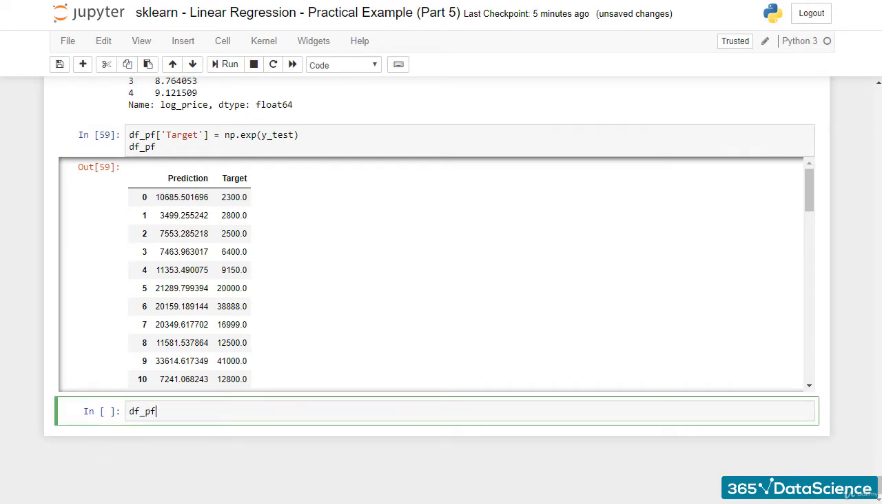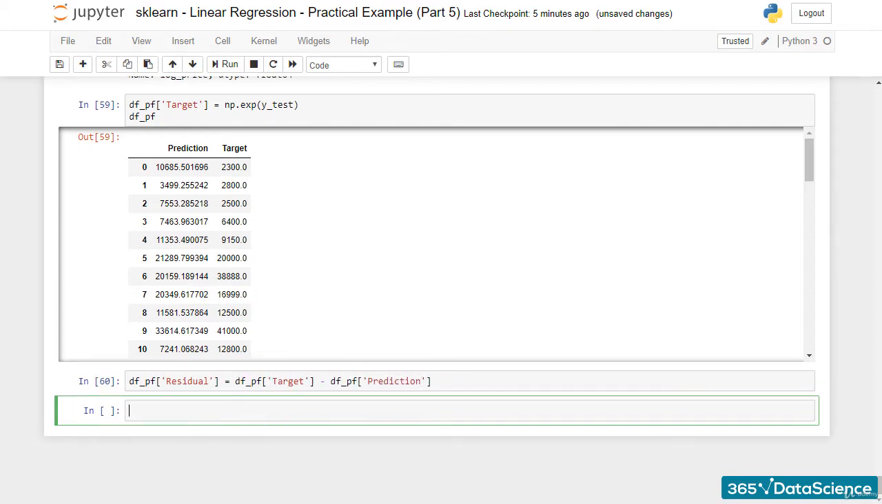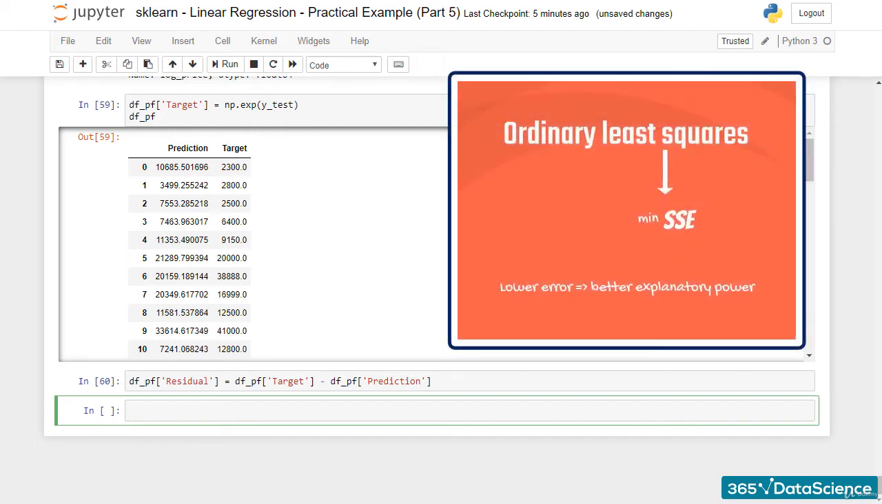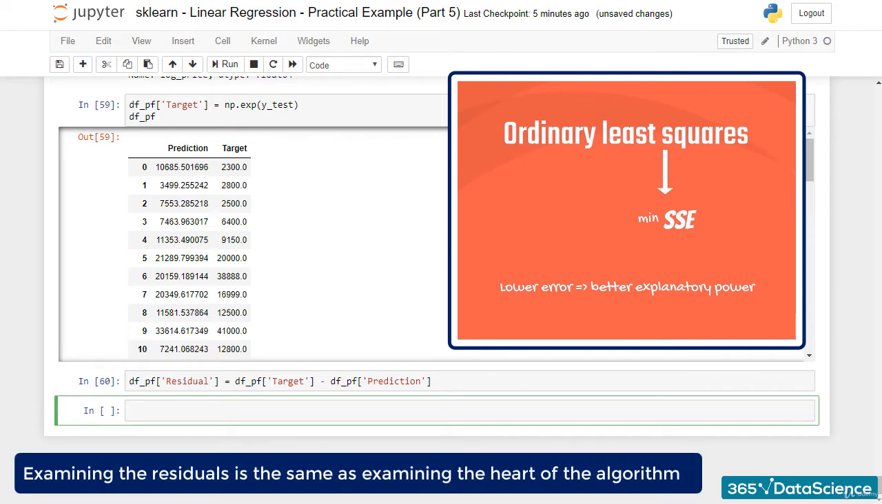Let's create another column named residual, which will be equal to the difference between the targets and the predictions. You can call it difference as well if you wish, but it would be precisely the residual. This whole data frame makes a lot of sense when evaluating the regression. The main reason is that the OLS framework is based on minimizing SSE, and that is achieved through minimizing the sum of squared residuals. Therefore, examining the residuals is the same as examining the heart of the optimization algorithm.